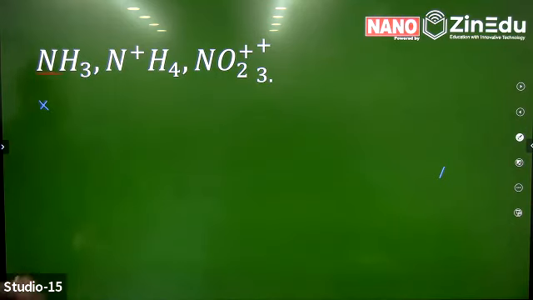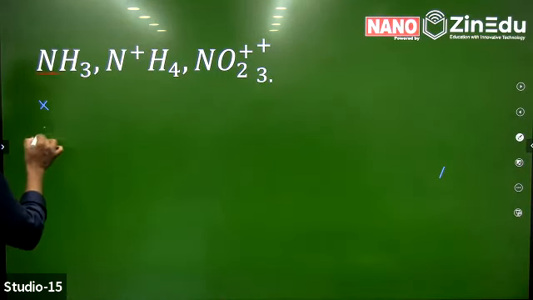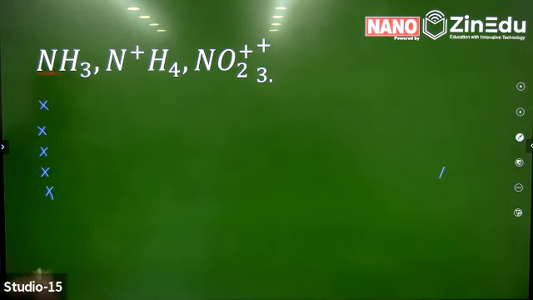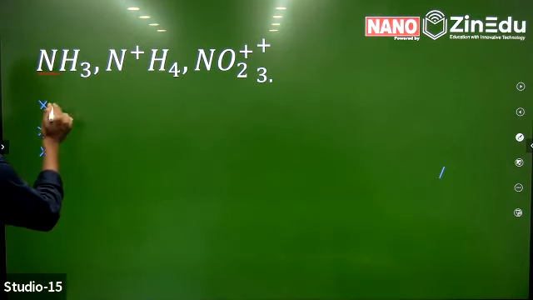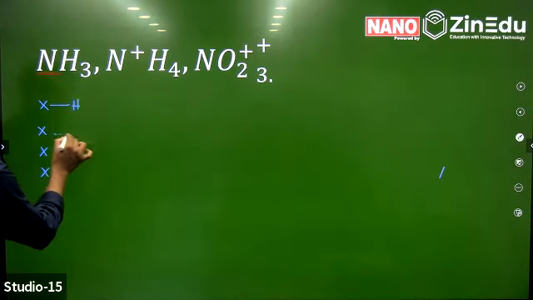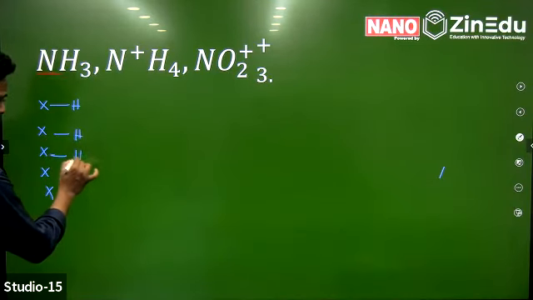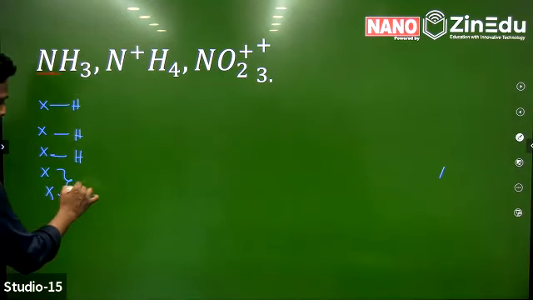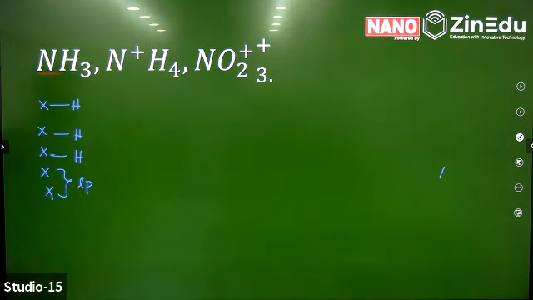So it has 5 valence electrons, 1, 2, 3, 4, 5. Now, hydrogen forms only single bonds, that is, it utilizes only one electron. For 3 hydrogens, 3 electrons are used. What about the remaining 2 electrons? These two are collectively called a lone pair.